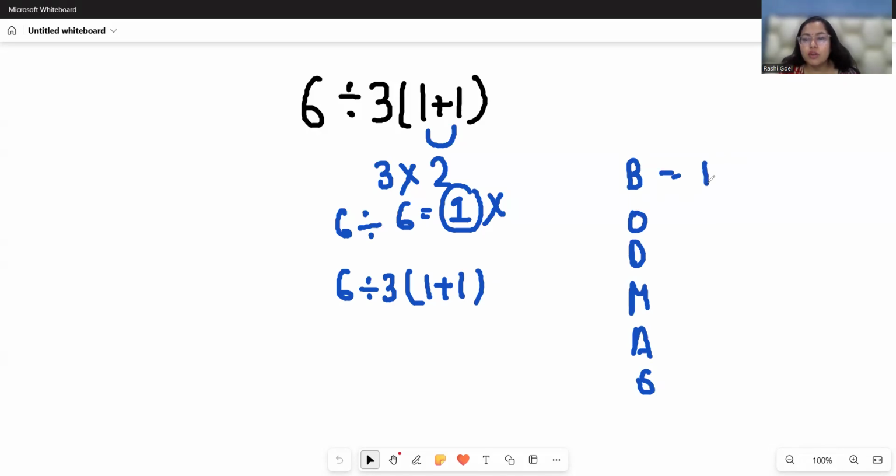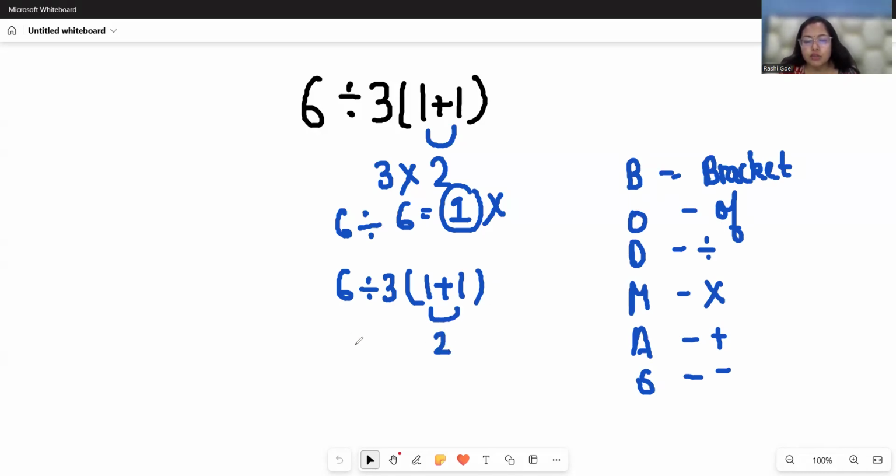So as per this rule, first you have to solve the bracket, then orders, then division and multiplication, both of which have the same priority. Similarly, addition and subtraction. So first solve the bracket: 1 plus 1 is 2, and 6 divided by 3. Now between 3 and 2 there is no sign, which means there is a multiplication.